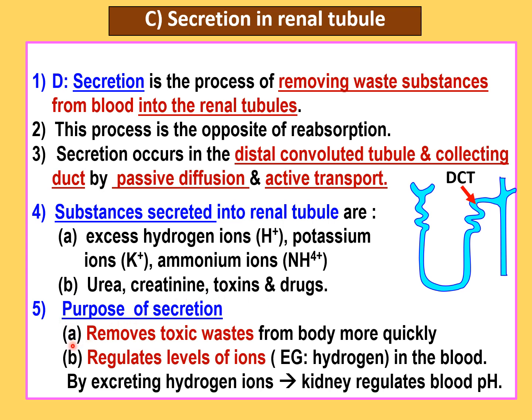Number 5, the purpose of secretion is to remove toxic wastes from the body more quickly, and to regulate the levels of ions such as hydrogen. If there are too many hydrogen ions in the blood, the kidney will secrete these hydrogen ions into the distal convoluted tubules, so that it can regulate the blood pH. Because the more hydrogen ions the blood has, the lower the pH. If it's too low, the kidney will excrete them, so that the blood pH can increase back to normal.